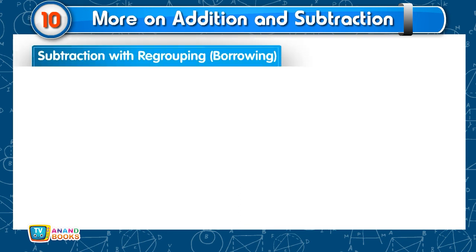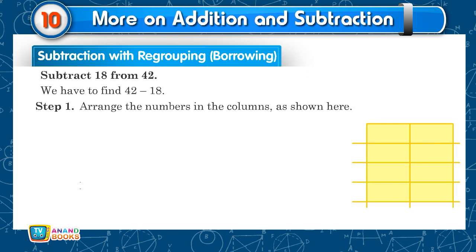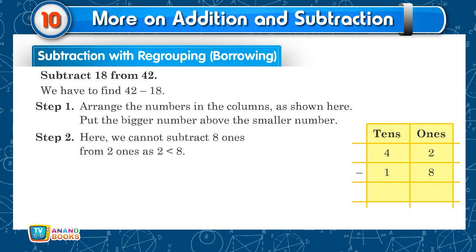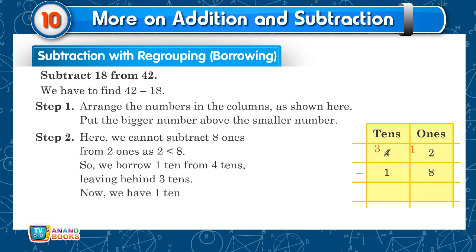Subtraction with regrouping, borrowing. Subtract 18 from 42. We have to find 42 minus 18. Step 1. Arrange the numbers in the columns as shown here. Put the bigger number above the smaller number. Step 2. Here, we cannot subtract 8 ones from 2 ones as 2 is smaller than 8. So, we borrow 1 ten from 4 tens, leaving behind 3 tens. Now, we have 1 ten plus 2 ones is equal to 10 ones plus 2 ones, which is 12 ones.